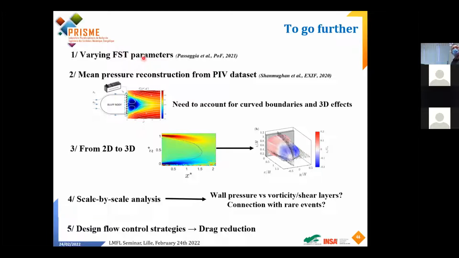So this is something that we need to investigate in the future. A big problem will also be to be able to reconstruct pressure. In our case, we will try to make it from PIV datasets. We have already published something on this. But in the case of the realistic model, it's a bit more tricky because we need to include the fact that the geometry has curved boundaries.